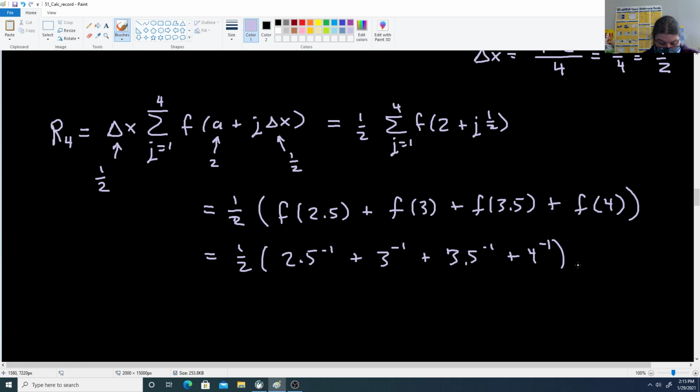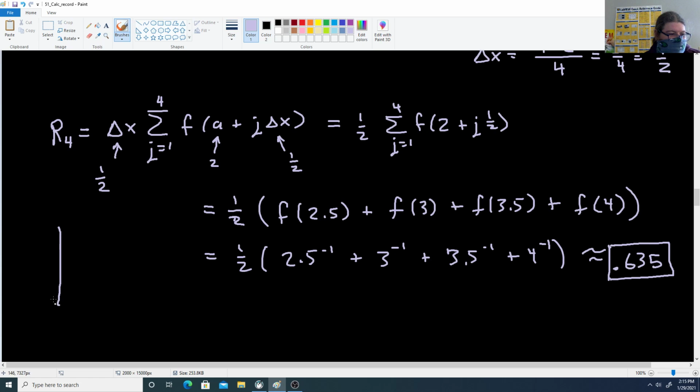And so we get this is about equal to 0.635. So that is our right endpoint approximation from 2 to 4 of the function 1 over x.